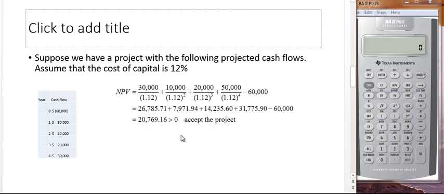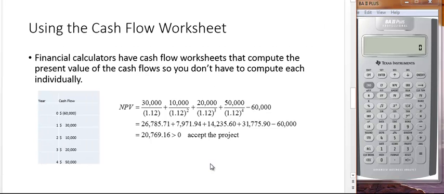20,769.19, which is greater than zero, so you should accept the project. That's how much this project will increase the value of the firm. You'll notice that this is a little bit tedious because you have to do each calculation separately. So one way to do this that's a little bit better, I've just recreated the table and these numbers here, is to use the cash flow worksheet.